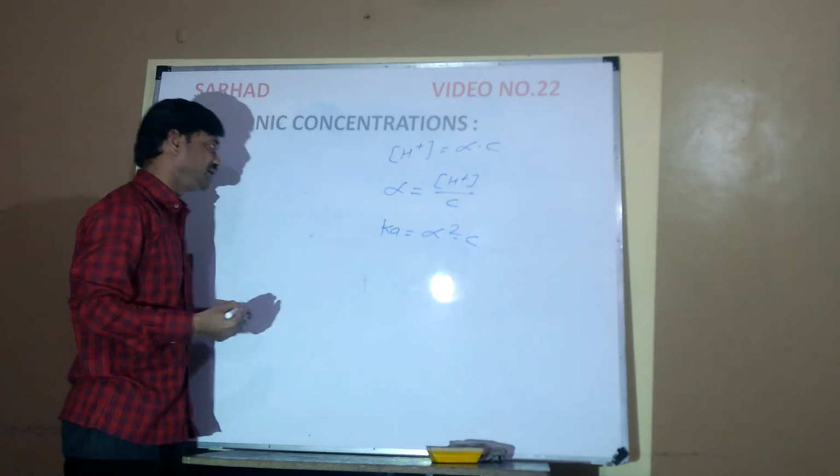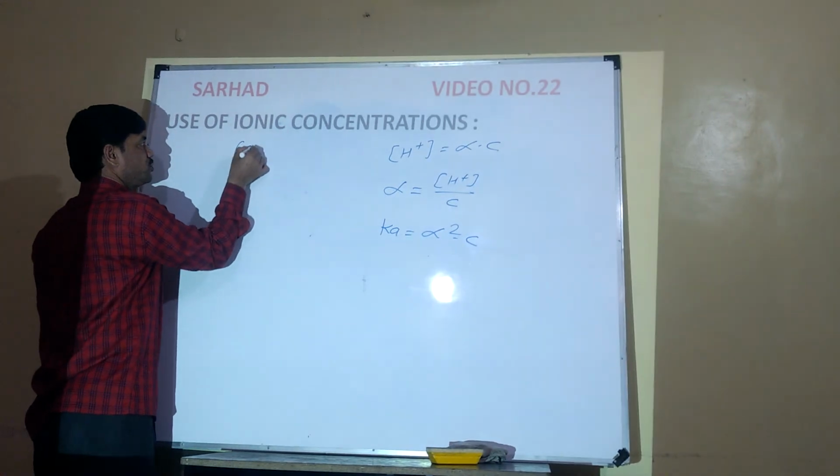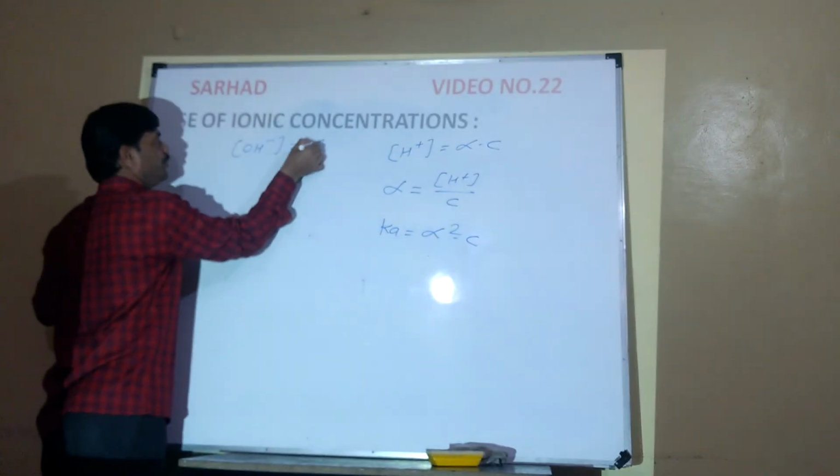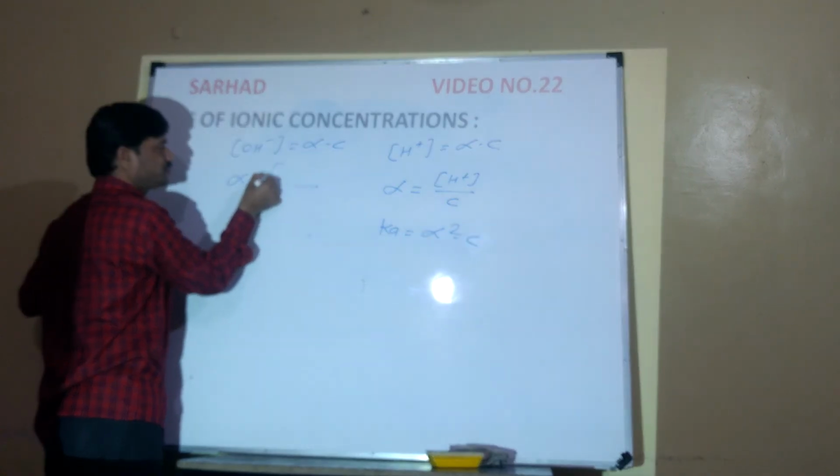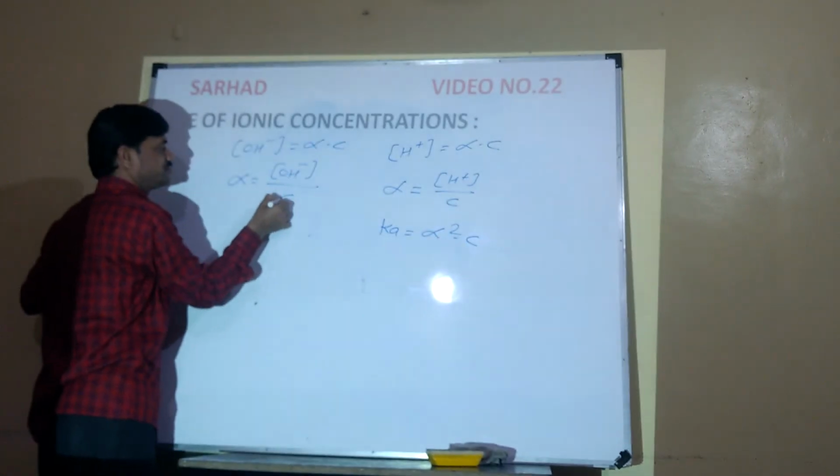Similarly, what happens in case of hydroxyl concentration? OH minus is nothing but alpha into C. Once again you are getting the degree of dissociation, how? OH minus concentration by C. Use this one for Kb.